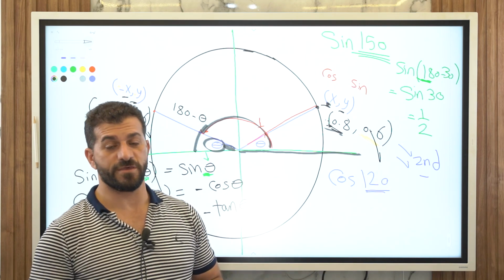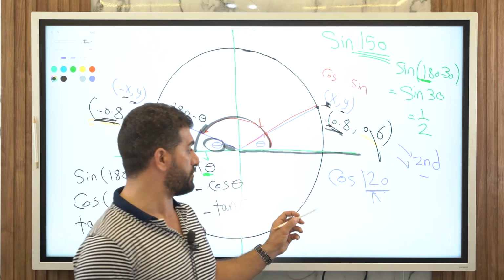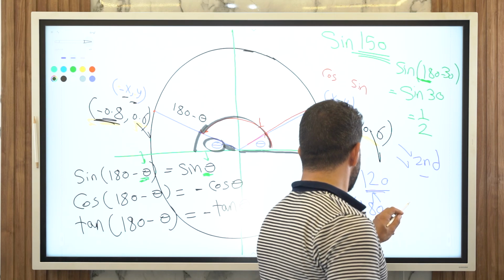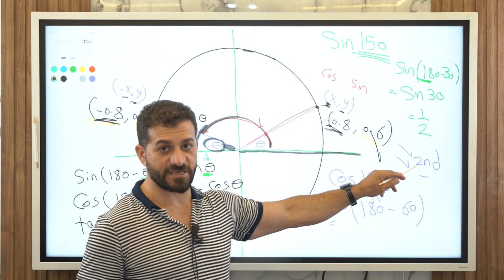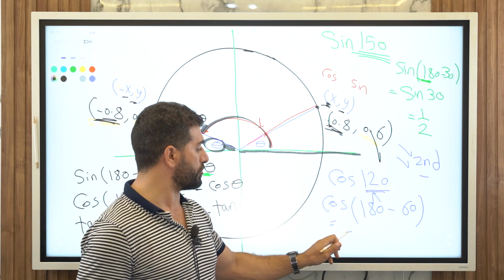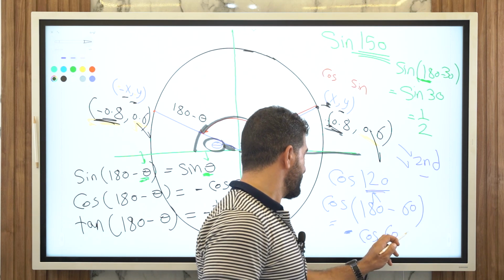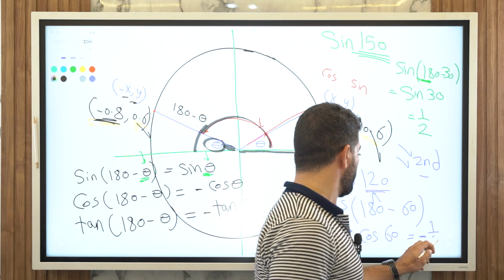But now, the question is, how can we express 120? We can express 120 as 180 minus 60. And as I said, cosine in the second quadrant is negative, so we're going to write negative cosine 60. That is equal to negative half, because cosine 60 is equal to half. That's it.